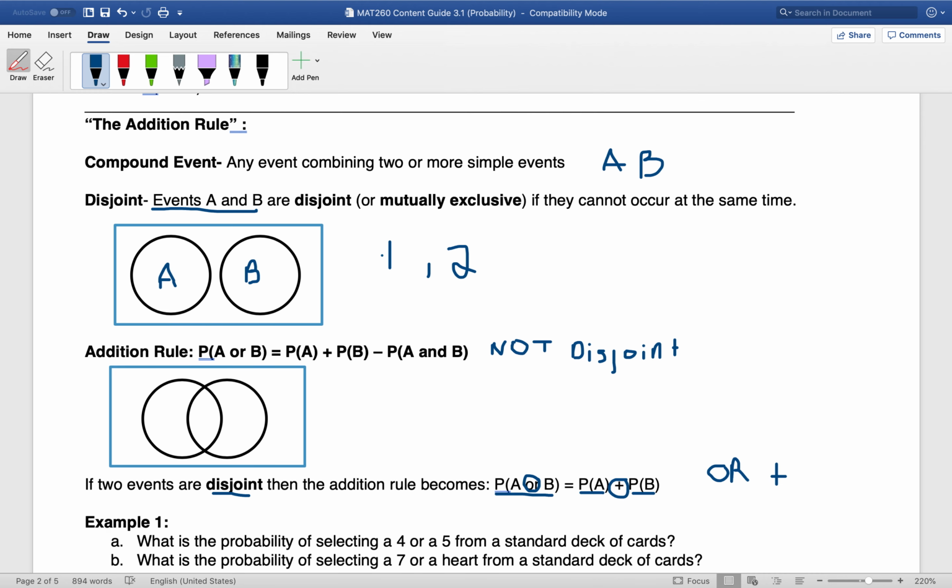So say we have the probability of getting a 1 or the probability of getting a 2, so the probability of 1 or 2. These are disjoint. So that means to find the probability of 1 or 2, we can just do the probability of getting a 1 plus the probability of getting a 2.